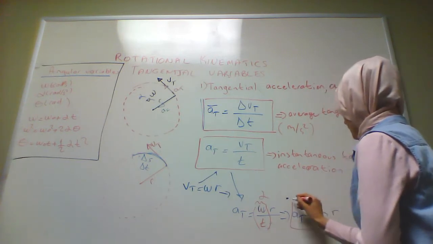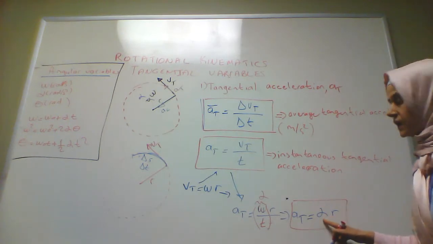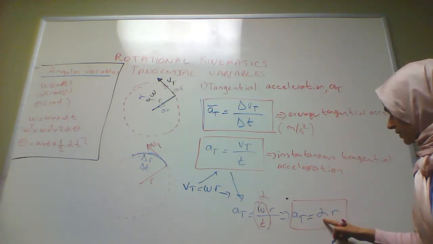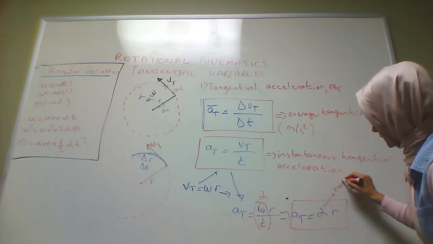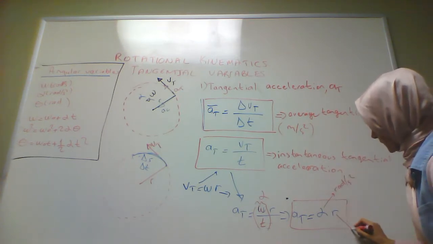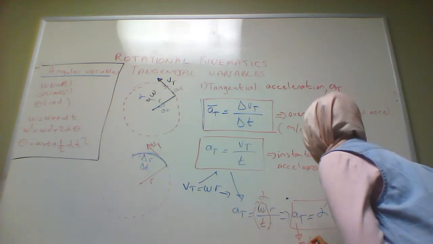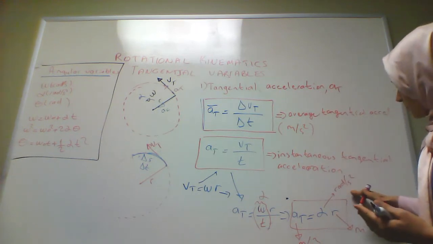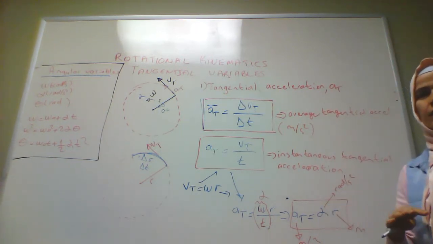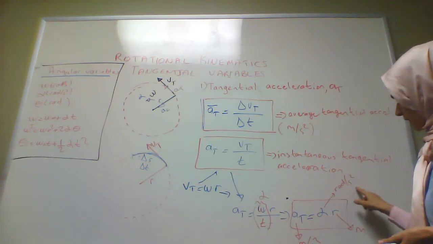So tangential acceleration is equal to alpha, angular acceleration, times the radius. The unit for alpha was rad per second squared, and r is meters. The unit for AT will be meters per second squared. As I talked about in the previous lecture, rad is just a number, not really a unit, so it just disappears in here. We are left with meters per second squared.